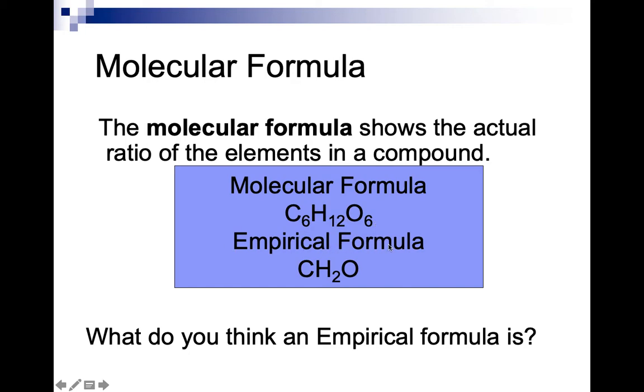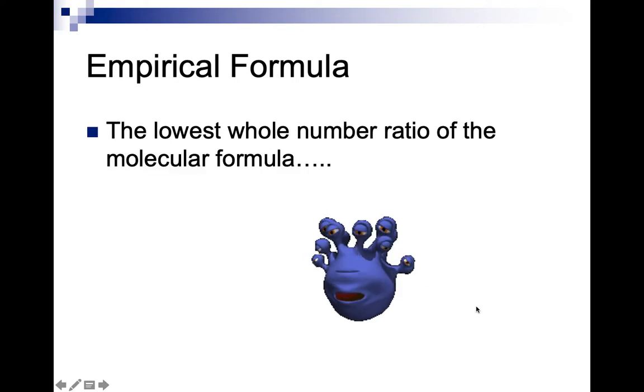Now the empirical formula for glucose is CH2O. C, only one subscript here, hydrogen 2 hydrogens, and oxygen 1. Can you guess what the empirical formula is? Did you guess? The empirical formula is the lowest whole number ratio of the molecular formula.